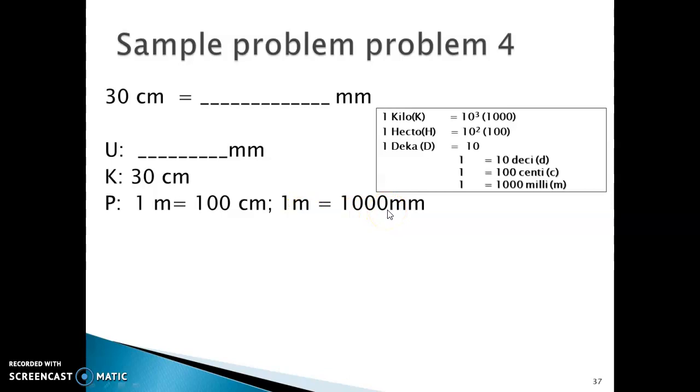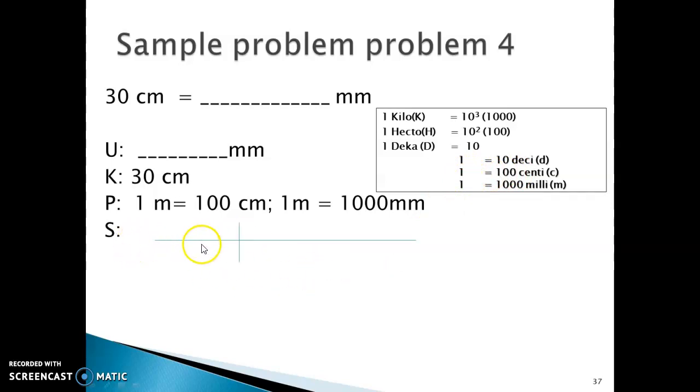Now, some of you that are a little more mathematically inclined might look at that and say, I think I know a way you could convert straight from centimeters to millimeters. And if you happen to be able to look at this and figure out that there's 10 millimeters in each centimeter, because 1,000 is 10 times more than 100 and they're equal to the same thing, then good for you. And you can do that in one conversion.